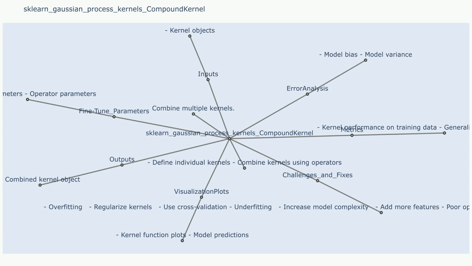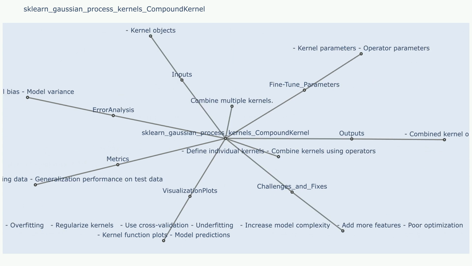Model fitting. You can then use the combined kernel object in a Gaussian process regression or classification model. The model will fit the data using the combined kernel to learn the relationship between the input features and the target variable. Metrics. Mean squared error, MSE.